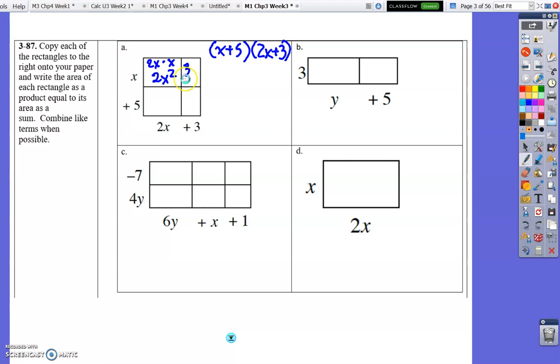So it gets really choppy when I try to do this. So this is 3 times x. Let's just go a little slower. This is 2x times 5, and this is 3 times 5. And so 2x times x is 2x squared, 3x, 10x, and 15. And then we write it out as a product, 2x squared, as a sum, 2x squared plus 3x plus 10x plus 15.